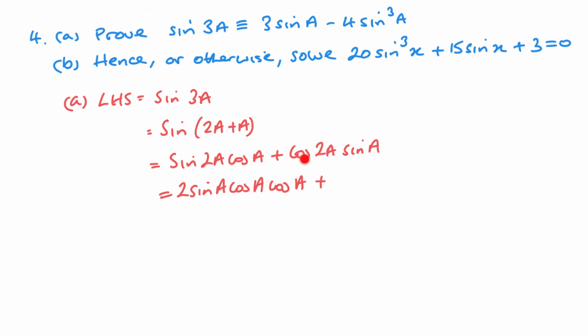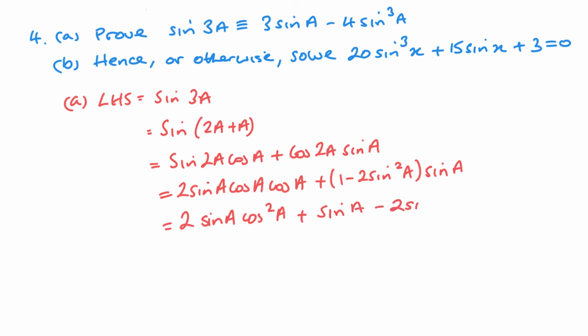And now when I look at the cos 2a, I have a few options, and since everything up here is in terms of sine, I want to turn this into terms of sine, so I'm going to use 1 minus 2 sine squared a, and then that's multiplied by sine a. So we've got 2 sine a cos squared a plus sine a minus 2 sine cubed a.